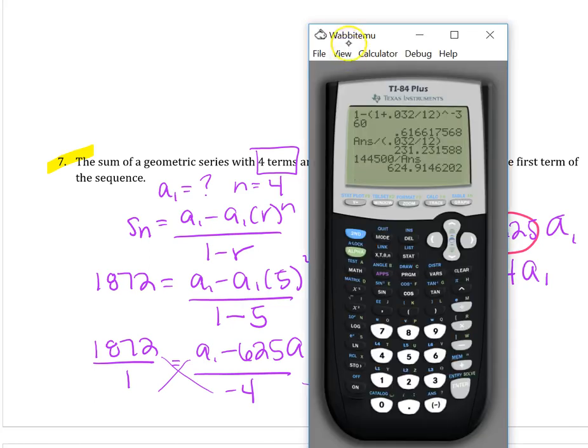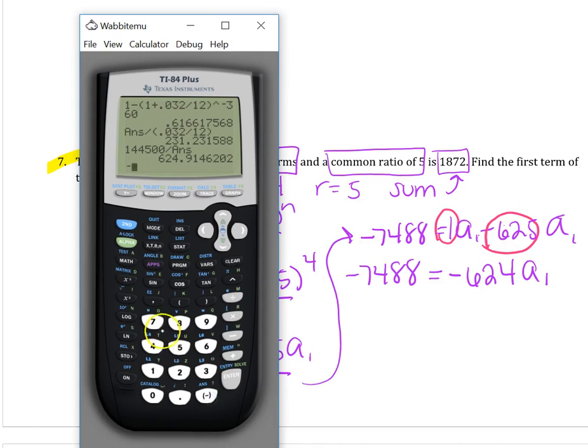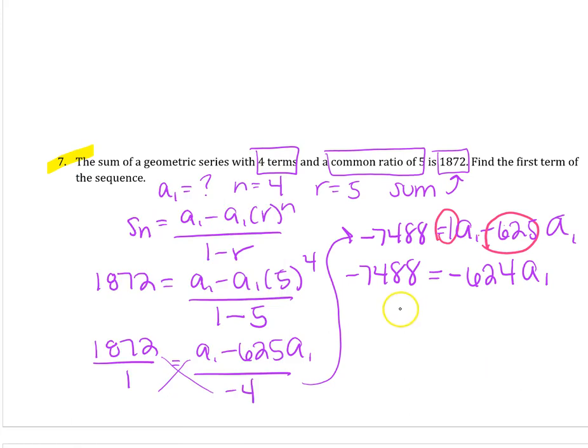So now in my calculator, I take this number, divide by negative 624, and I get 12. And that's your answer. It should work out to a pretty good number. We're not trying to mess with you too much. All right, next problem.